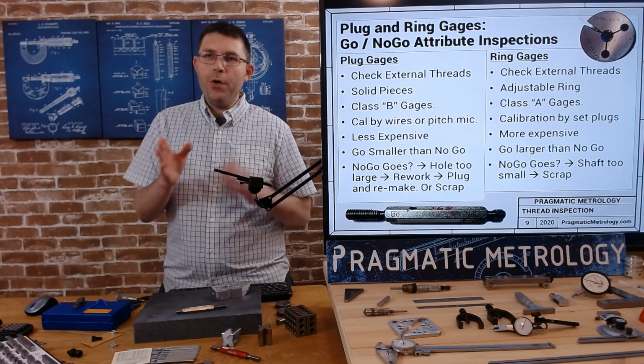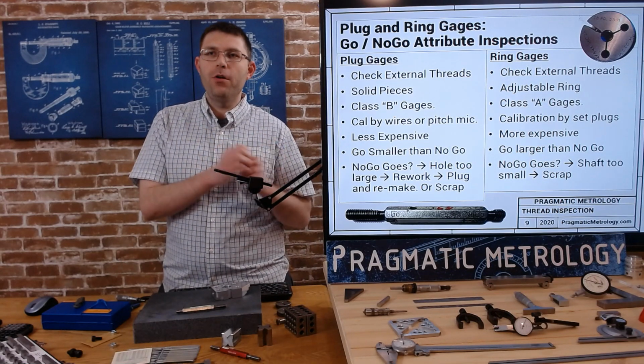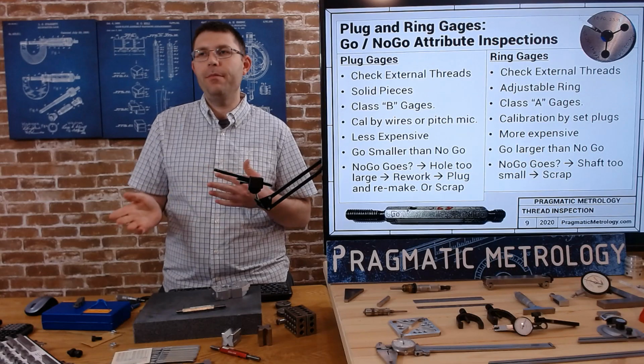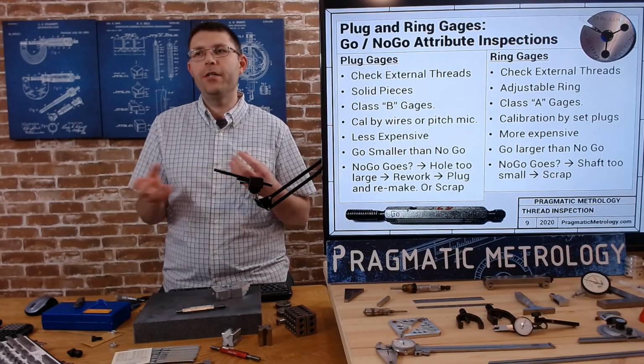But you're looking for that window where the Go starts to go and the NoGo will not. And it's the same thing. It screens out shafts that are too large and too small.